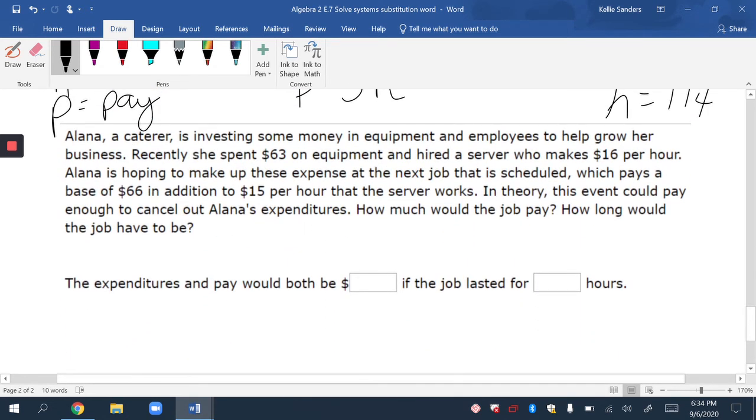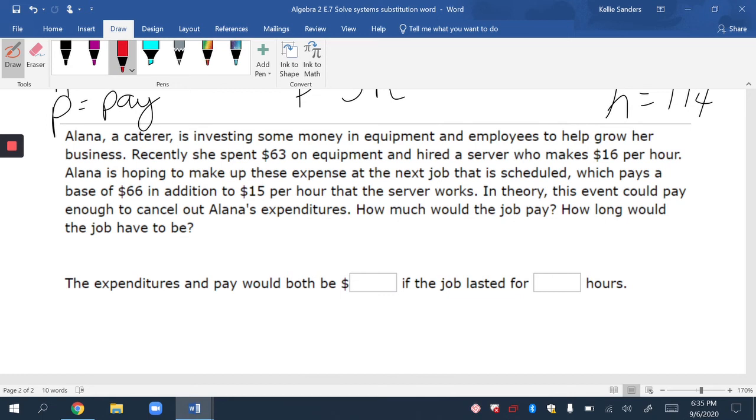Last one. Alana, a caterer, is investing some money in equipment and employees to help grow her business. Recently, she spent $63 on equipment and hired a server who makes $16 per hour. Alana is hoping to make up these expenses at the next job that is scheduled, which pays a base of $66 in addition to $15 per hour that the server works. In theory, this event could pay enough to cancel out Alana's expenditures. How much would the job pay? How long would the job have to be?